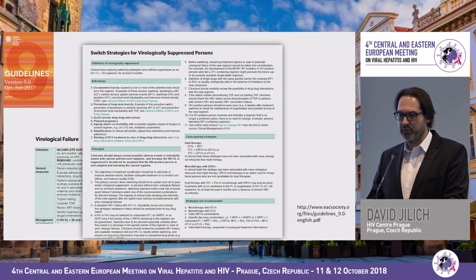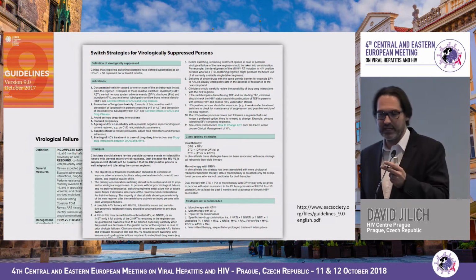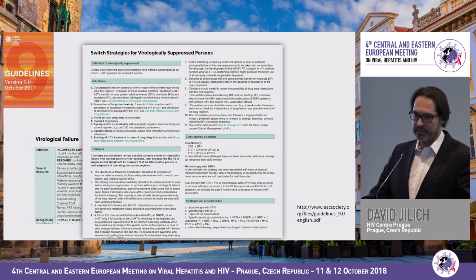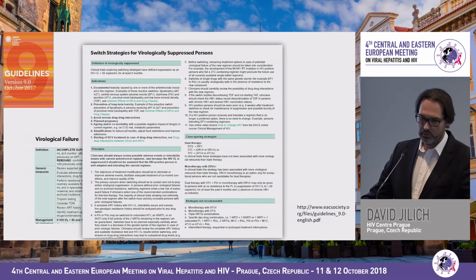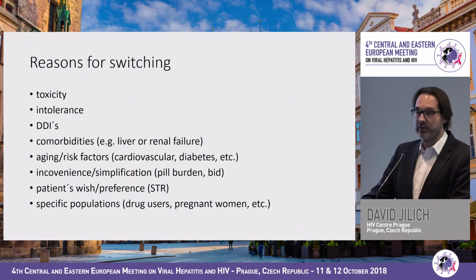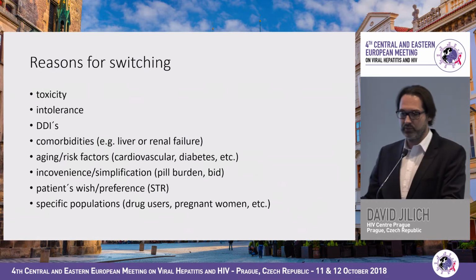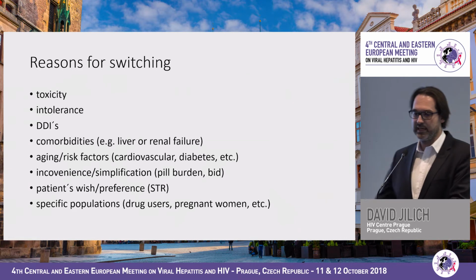For the virological failure, same as for virologically suppressed patients, we can use guidelines. We can see the algorithms for those situations in most of the guidelines, including the EACS guidelines. On the next slide, I've listed the most common reasons for switching in virologically suppressed patients, starting with toxicity, intolerance, DDIs, etc. I will not read them all, but you can see them on the slide.